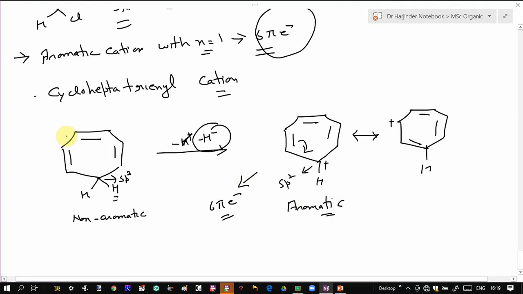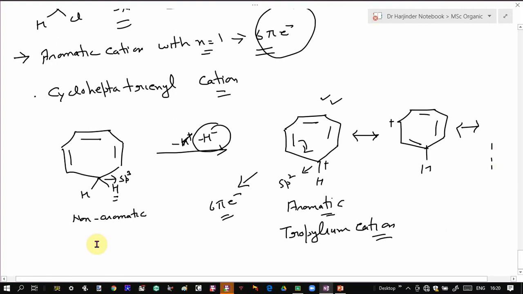And this cation of cycloheptatriene is also called the tropylium cation. So it's very important. Sometimes they ask you in a question what a tropylium cation is. So this cycloheptatrienyl cation is the tropylium cation, and the remaining structures you can write by yourself.